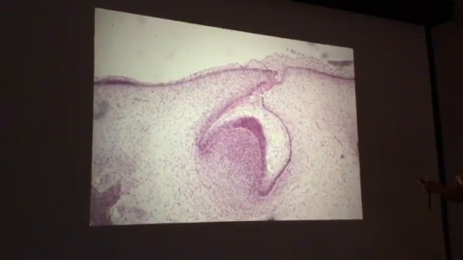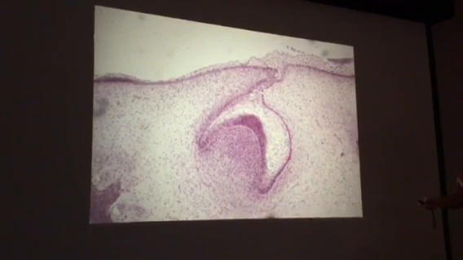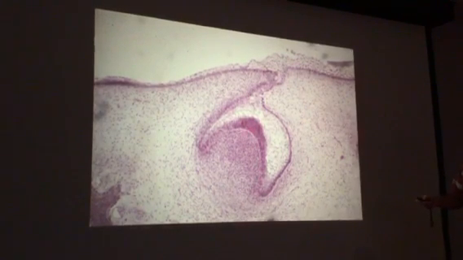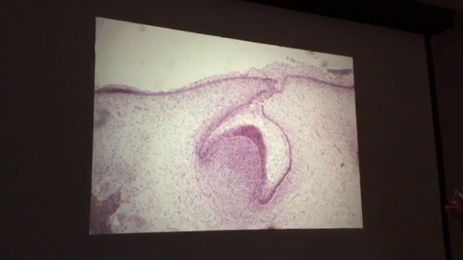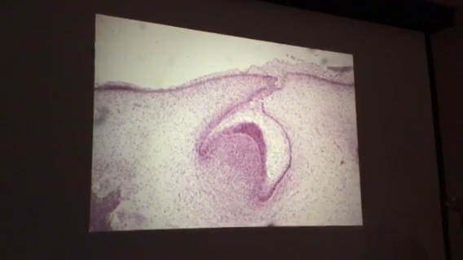And what is this right there? Dental lamina. And this layer we see right there, outer enamel epithelium. And how about this layer? Inner enamel epithelium. And this is what? Dental papilla. What kind of tissue is that? Ectomesenchyme.